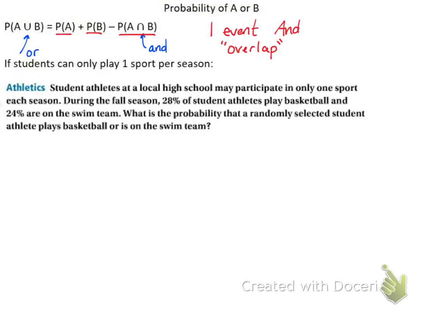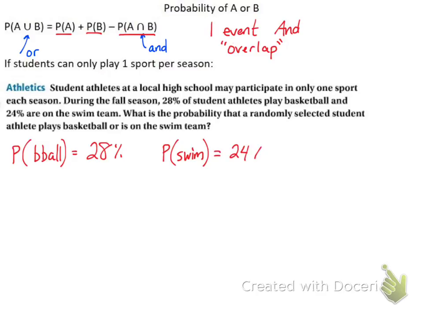So the first problem, students can only play 1 sport per season. I want to find the probability that a selected student out of these people plays basketball or was on the swim team. So 28% play basketball, so 28%. The probability that someone is on the swim team is 24%.